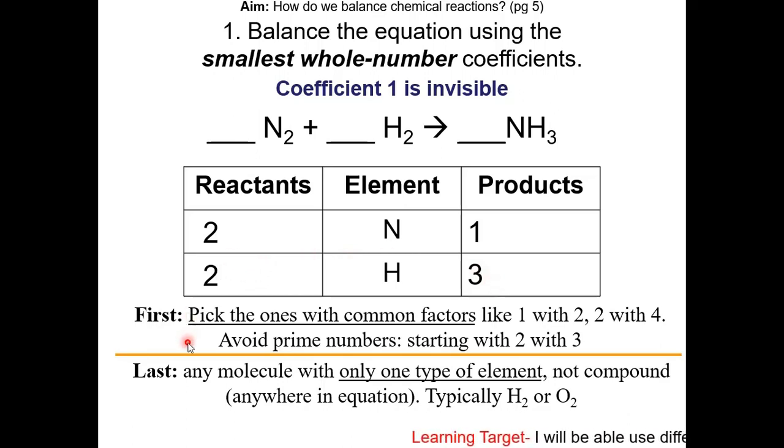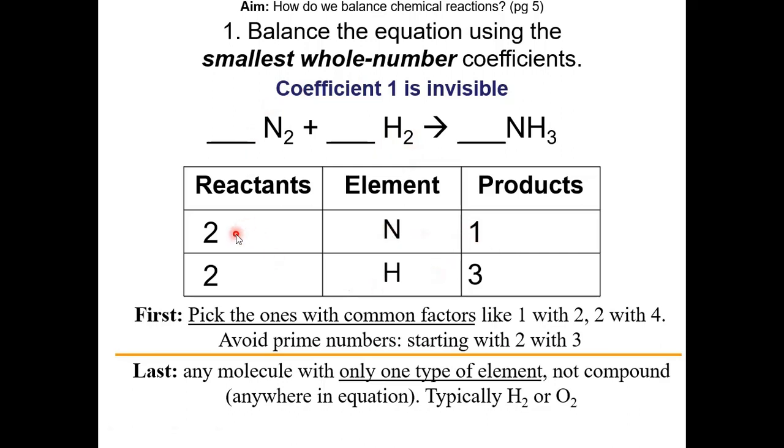The last element you want to balance is any molecule with only one type of element, not a compound, anywhere in the equation. So typically it'd be H2 or O2. If you look at this equation, that would be H2 and N2. So you can balance either one of these last. So let's balance the nitrogen first.